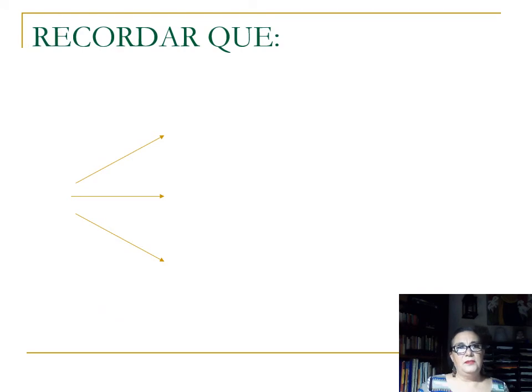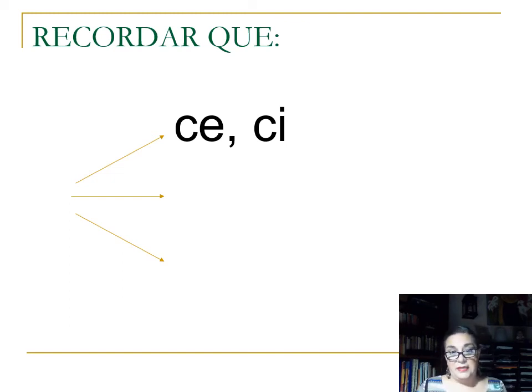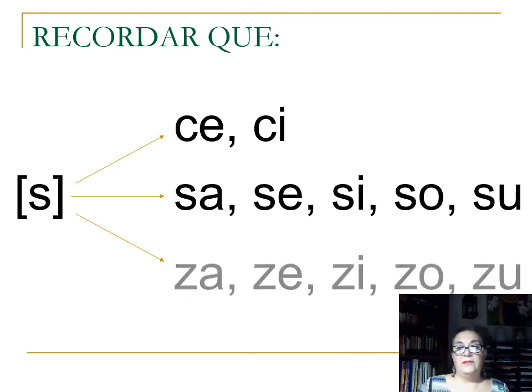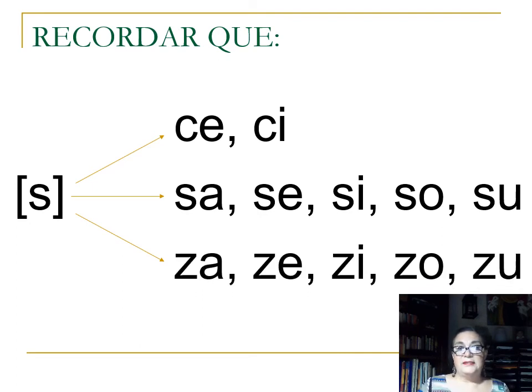Let's review. Basically, phonetically, that sound is used with three letters. We use it with the C, se, and we use it with C only before E and I, C-E and C-I. We use it with all the vowels with an S: sa, se, si, so, su. And we also use it with all the vowels with zeta: sa, se, si, so, su. This is just a review so you can remember and don't forget.